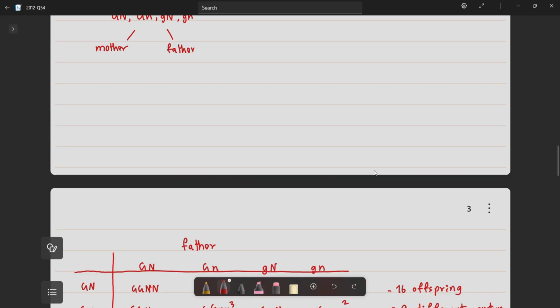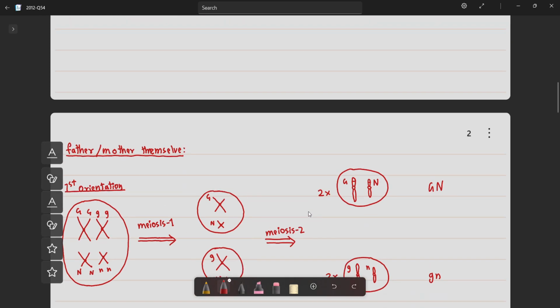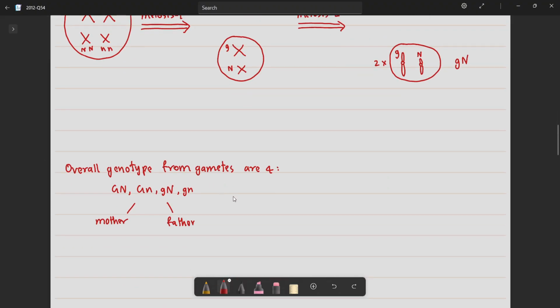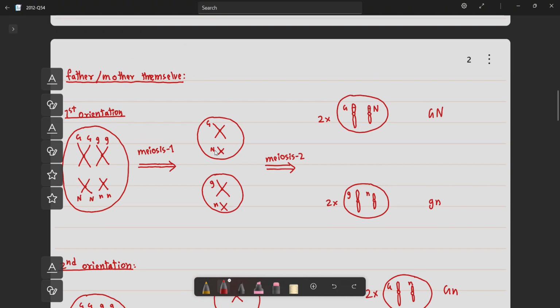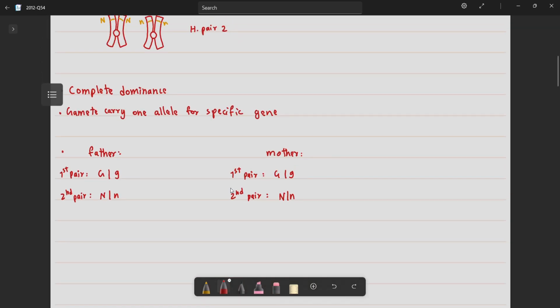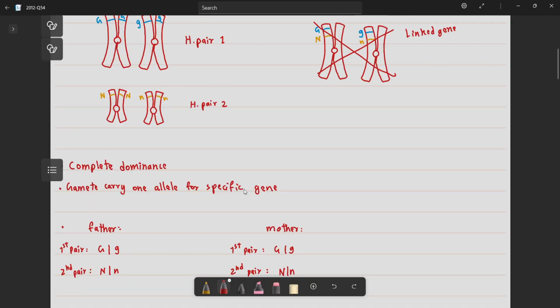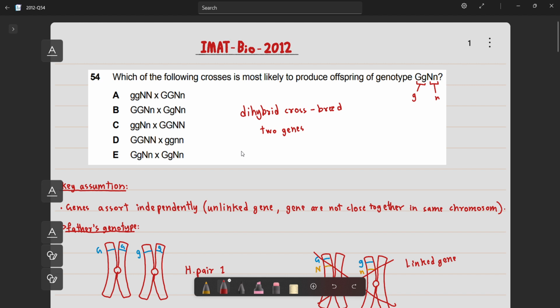Now answering the main question. This entire working was just for understanding. It's not actually recommended to use this in IMAT. This is just an introduction to this type of question for people who might not be aware of it.